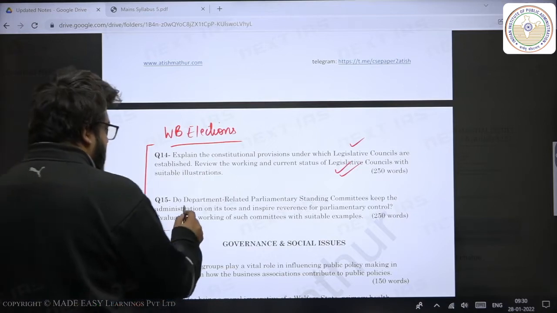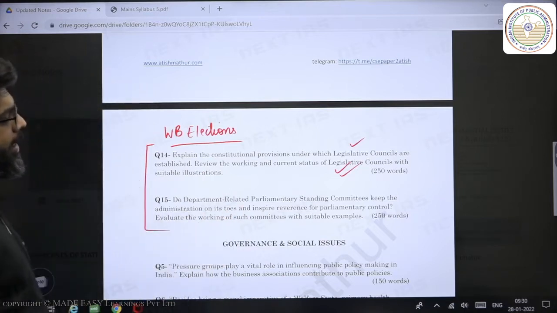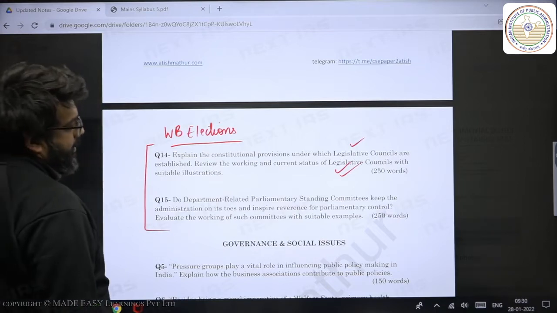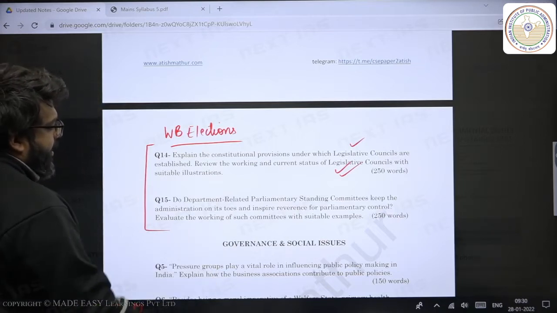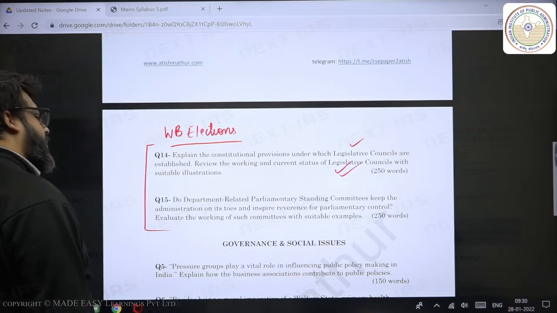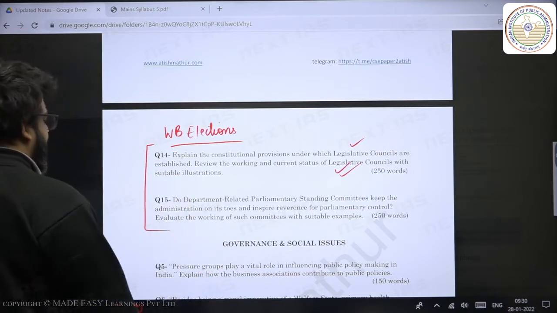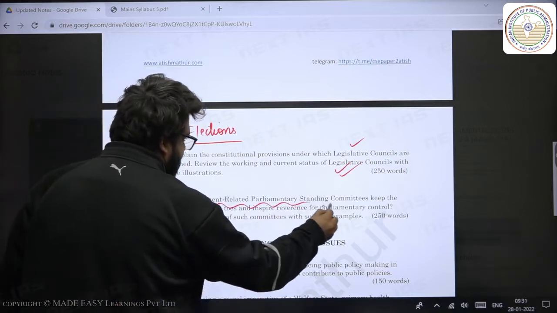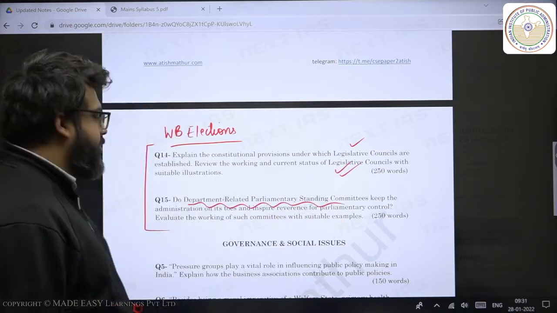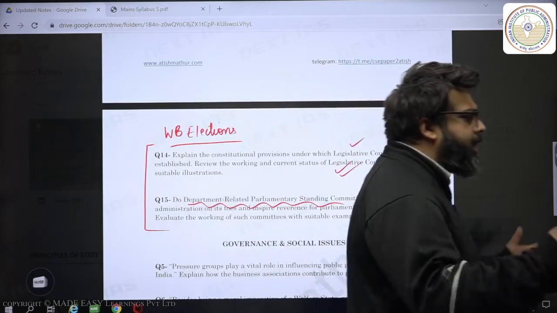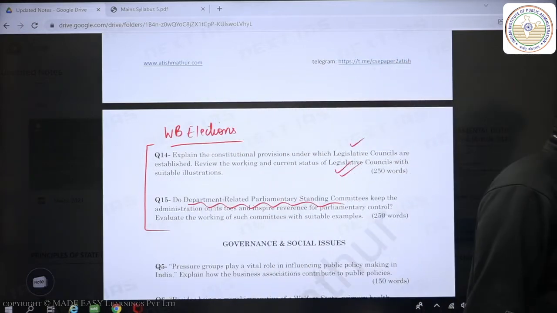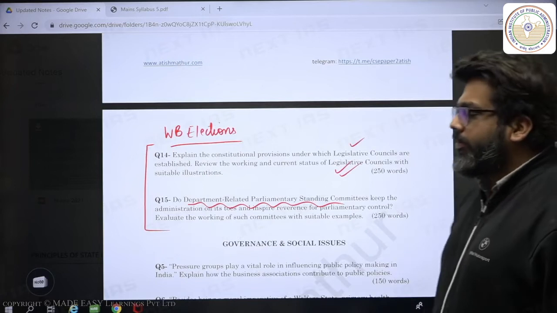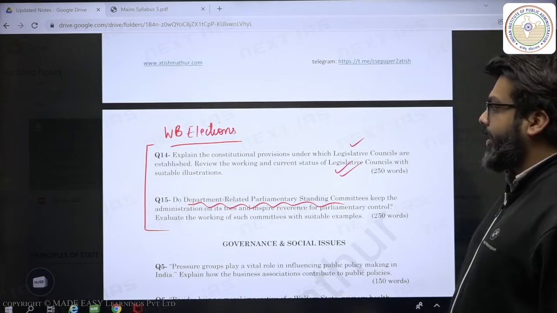And second, do departmentally related standing committees keep the administration on its toes and inspire reverence for parliamentary control? Evaluate the working of such committees with suitable examples. A direct question on parliamentary committees and how DRSCs keep the administration on its toes and inspire, or basically keep a check on other organs of government, primarily the executive.